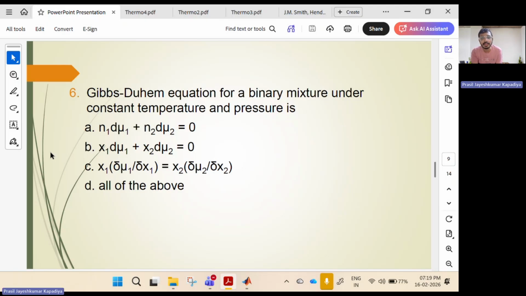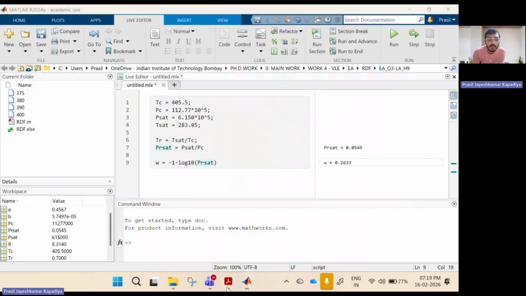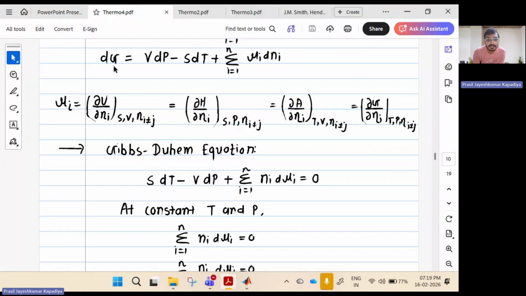What is the Gibbs-Duhem equation for a binary mixture under constant temperature and pressure? So we have derived this Gibbs-Duhem equation as this term.